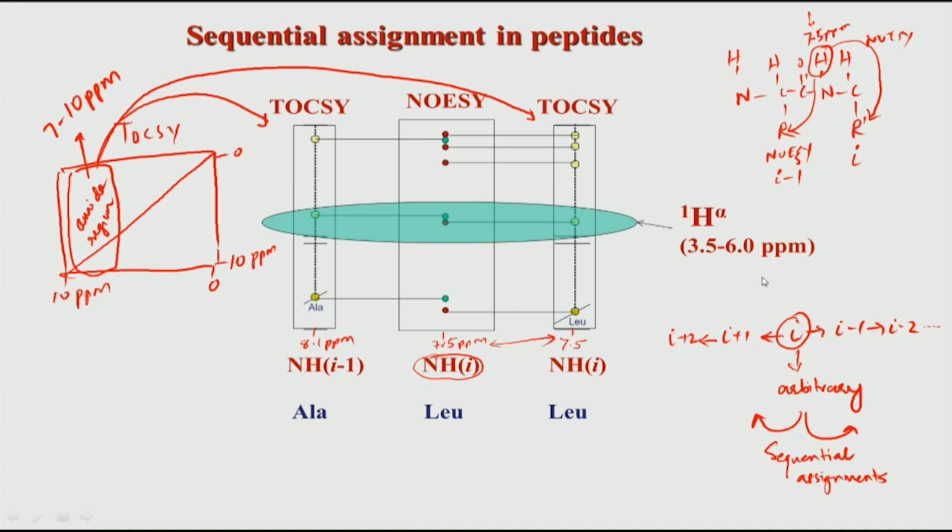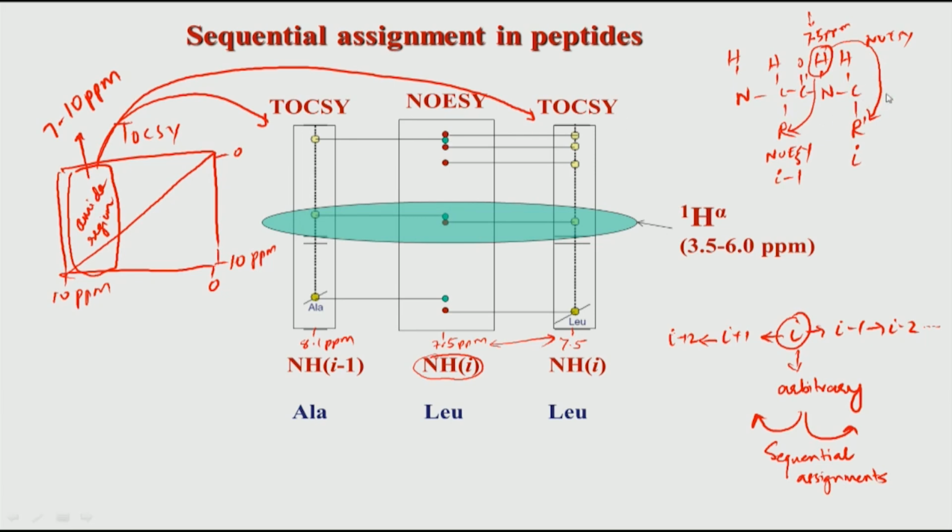One thing you see in this experiment, in this discussion, is that we are only unidirectional. It is a one-way path, meaning I am only looking at correlation from I to I minus 1. That means in a NOESY spectrum, for a given residue I, I will get correlation only to I minus 1. And why is that so? We will see that later.